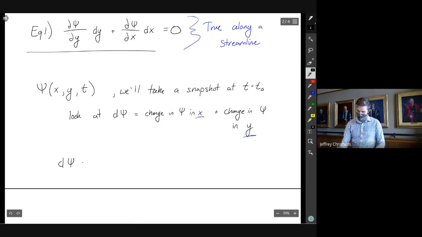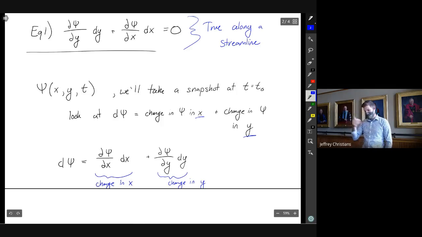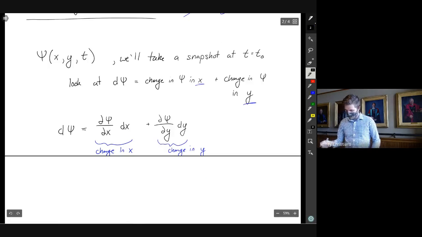We could rewrite this as the change in the stream function equals how fast it's changing in x multiplied by how far you moved in x. So this would be d psi dx times dx. That's the change in x. And we could write the same thing plus d psi dy times dy. So that's how much it's changing in y. So these are our two, we'll call this equation 2.